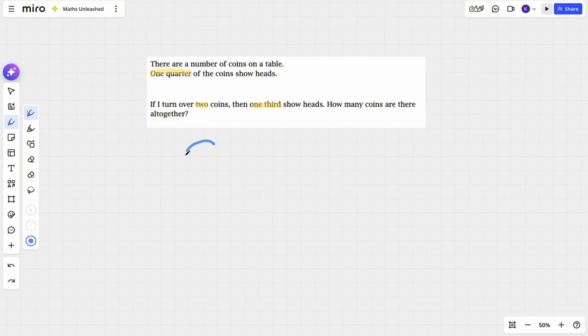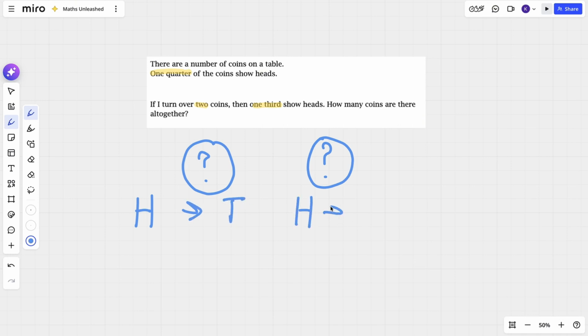We know that I turn over 2 coins. However, it does not specify if these 2 coins were originally heads or tails. So the possibilities are, the first coin could be a head turned into a tail, and the second coin a head turned into a tail. Or the second one could be a tail turned into a head, and another tail turned into a head.